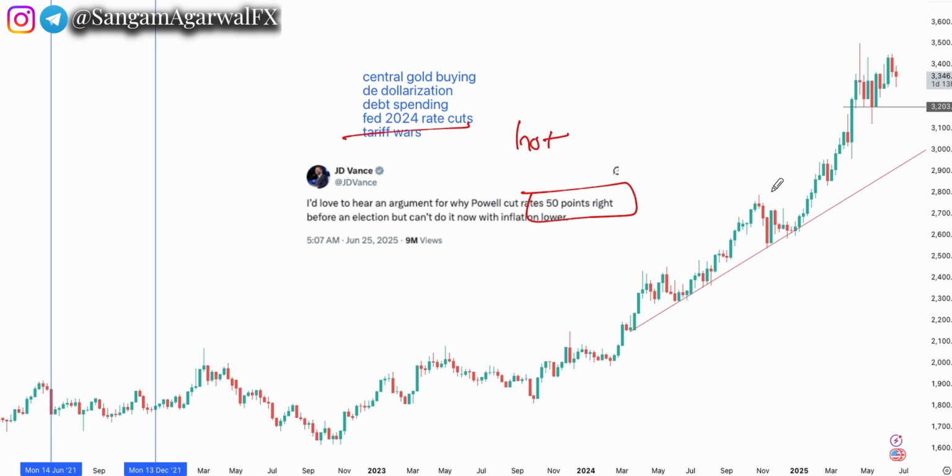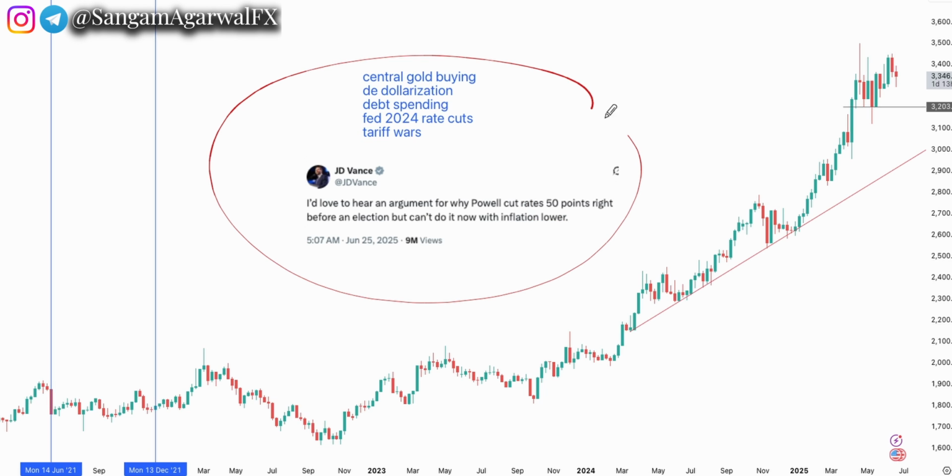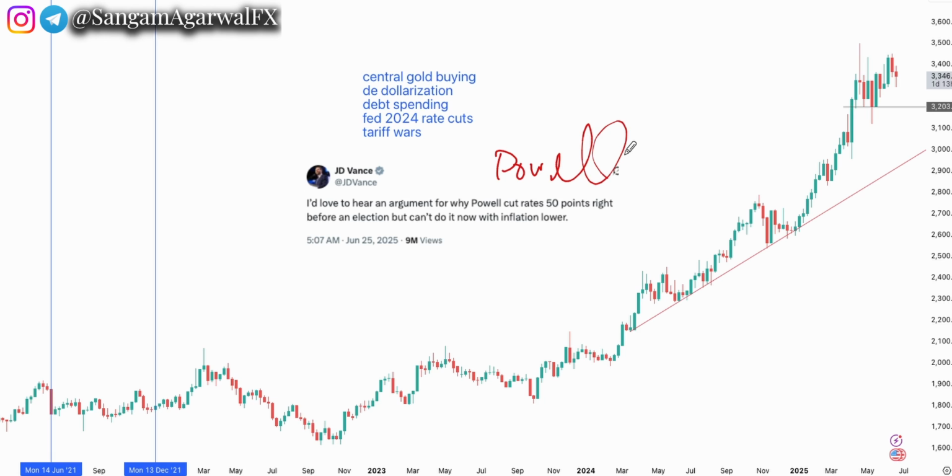Under Biden pressure, they cut 50 basis points, risking stagflation. And because of Trump's tariffs and the Iran war, they paused interest rate cuts. So big-time politics is happening. Powell is only a name; so many people are running the show. Trump changed monetary policy expectations.